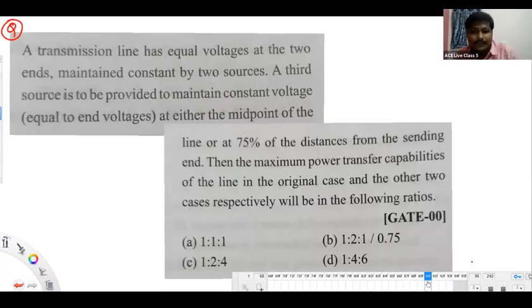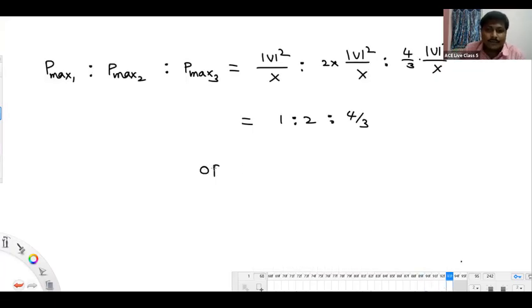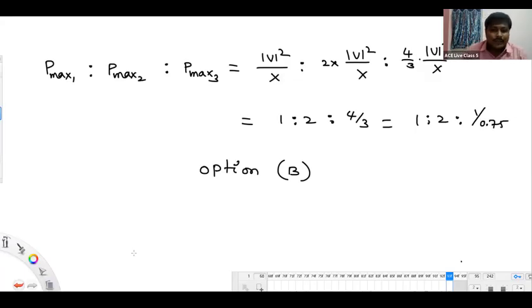Cross check the options here. 1 is to 2 is to 1 by 0.75. Option B is the correct one. Means if you want, you can write this as 1 is to 2 is to 1 by 0.75.